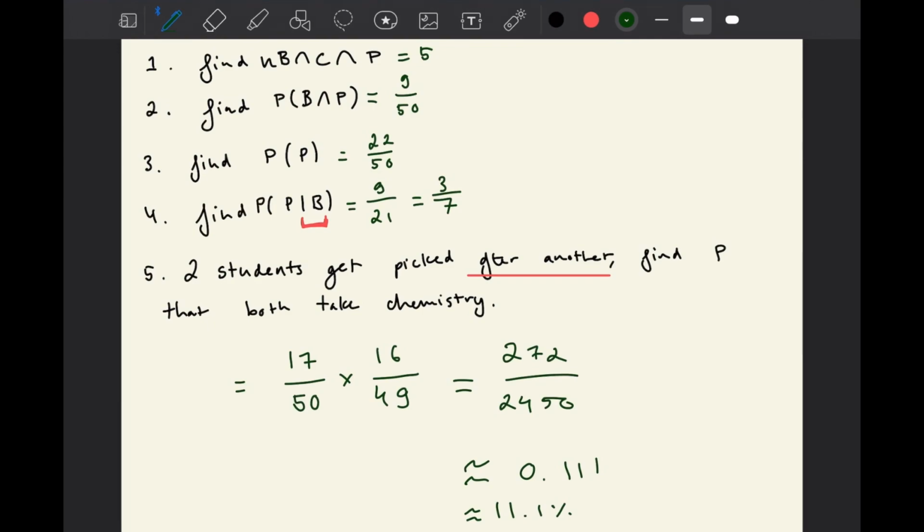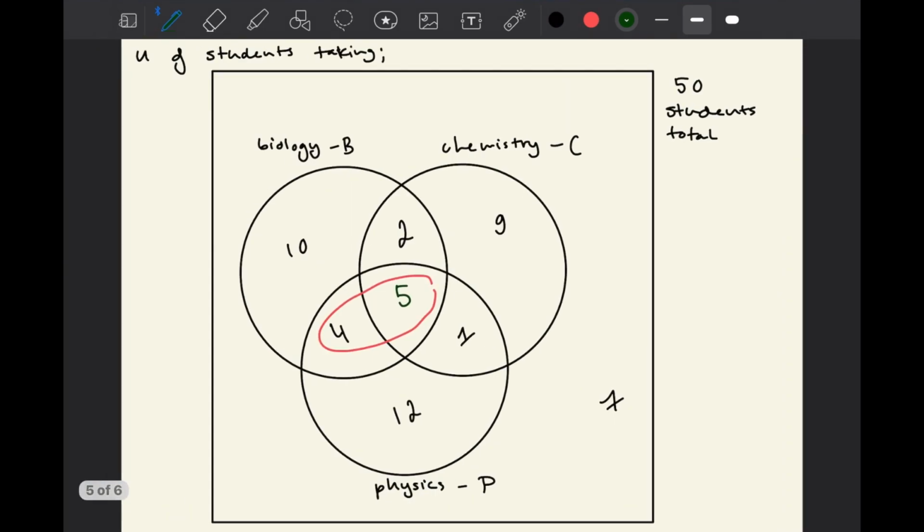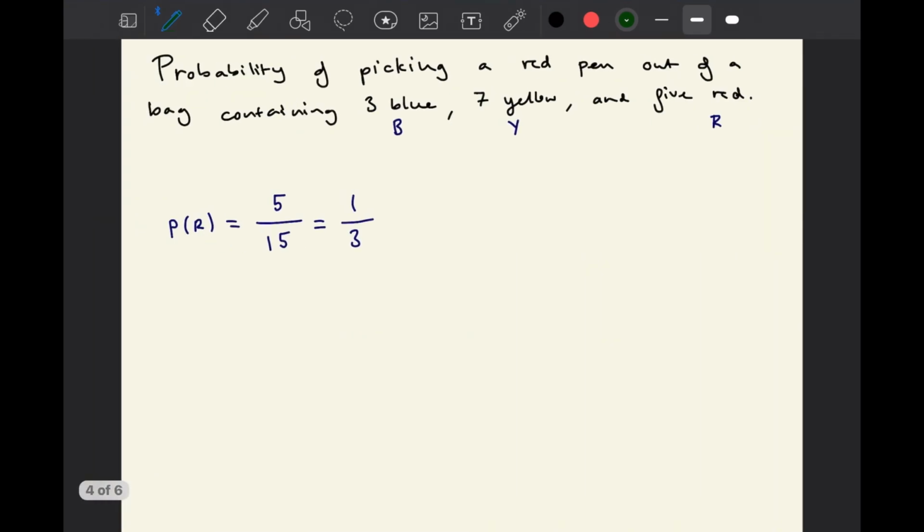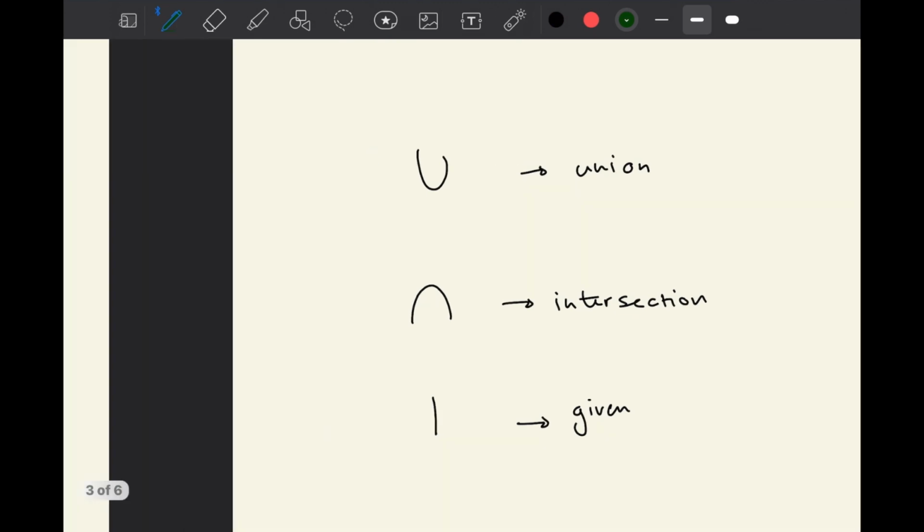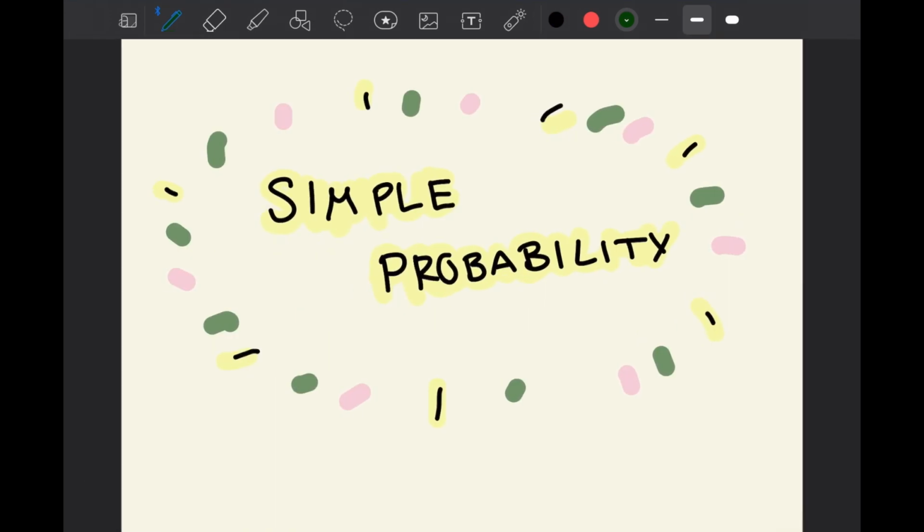All right, so I hope you now are more familiar with simple probability. I hope you're more familiar with set notation. It's really important to understand. And this is just a brief introduction. There's a lot of ways that simple probability gets used, a lot of ways in which it gets represented, and I hope you enjoyed. See you next week.